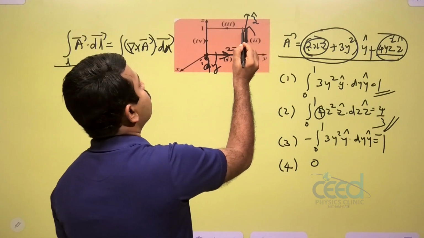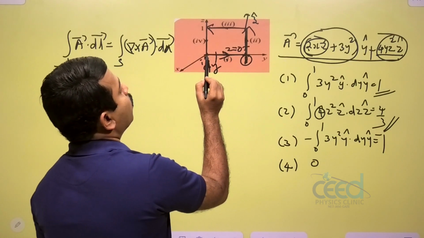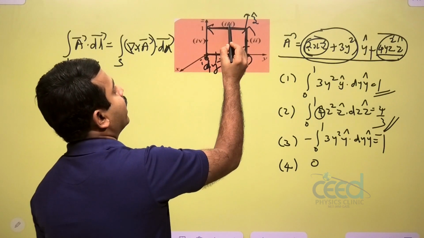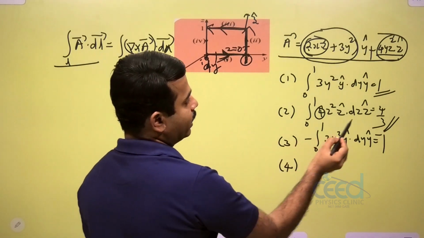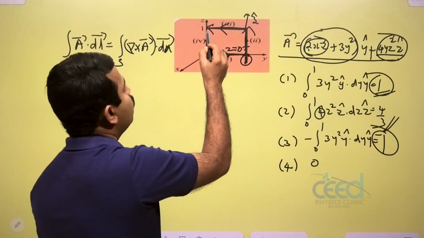Now about this, right? This is the negative of this, because it is parallel to the y axis but in the opposite direction. So it is the negative of this integral, so minus 1.